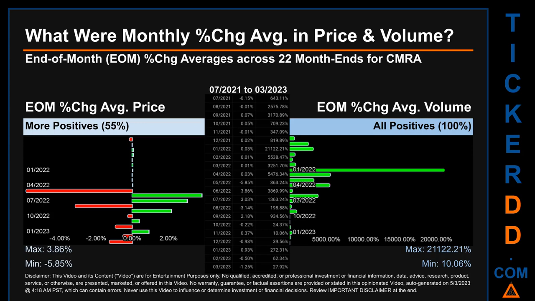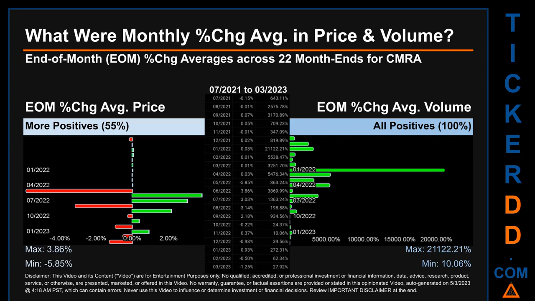What were end-of-month percentage change averages in price and volume for CMRA? The monthly average of percentage change in price and in volume were calculated for each of the 22 month ends. That calculation took daily percentage changes and averaged them for each given month. If a month end came out negative, then it means that the month summarily saw a negative change.